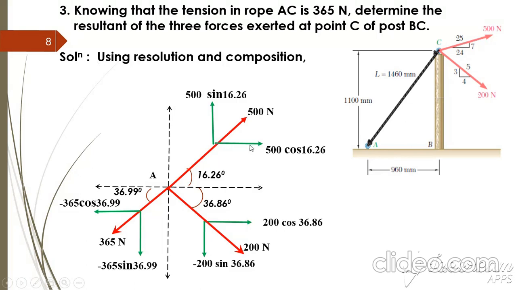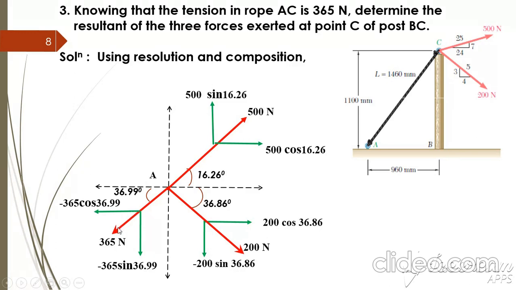So resolving, 500 cos 16.26, 500 sin 16.26, both will be in the positive direction, so positive components. The second force, 200 Newton, resolving, the x component angle is made with respect to the x-axis, so x is 200 cos 36.86 and the y component is 200 sin of 36.86. The x component is in the positive x direction, so positive. The y component is opposite to the positive y, so negative.